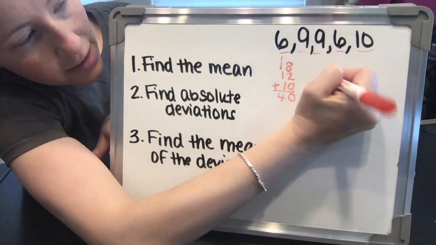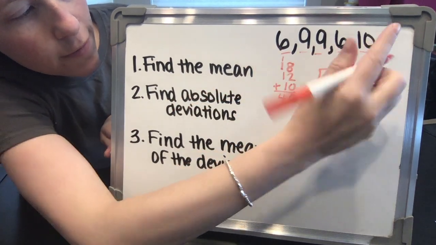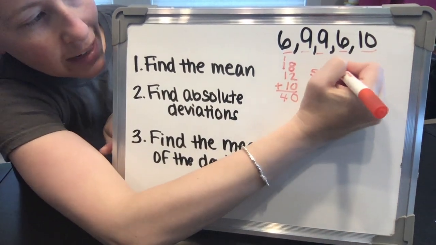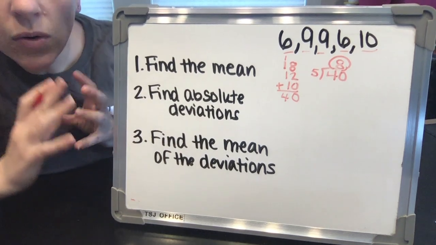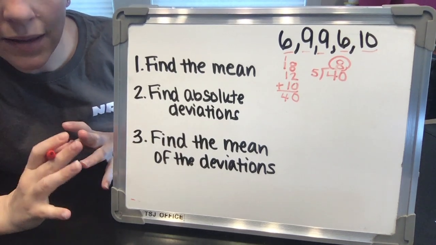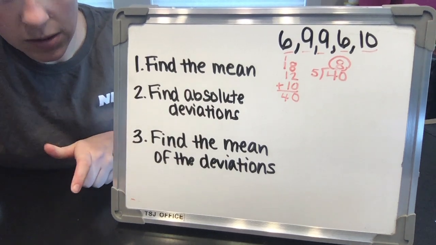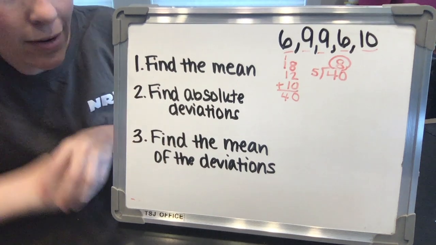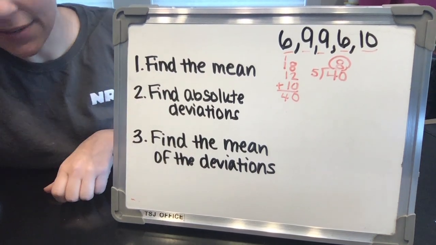Let's now divide that. So 40 divided by 1, 2, 3, 4, 5 students, and that would be 8. So I'm going to circle that. We have done step 1. The mean or the average age of the students on the playground is 8 years old. Even though I don't see any 8-year-olds, I know that 8 is my average or my center age out of all of those kids. Next, we're going to find the absolute deviations.